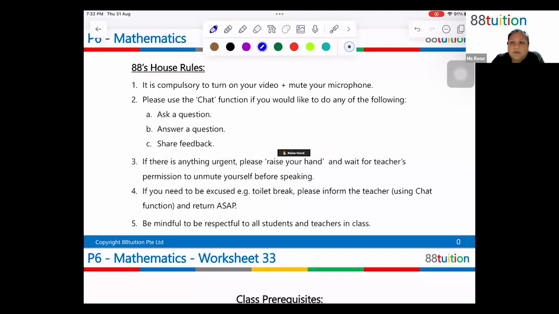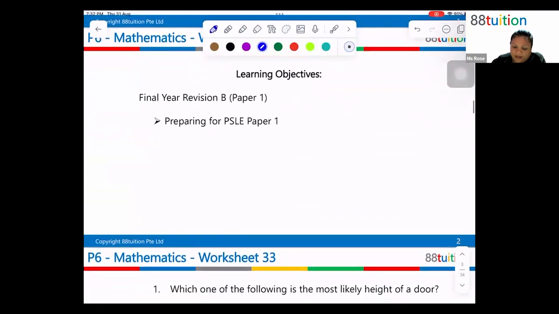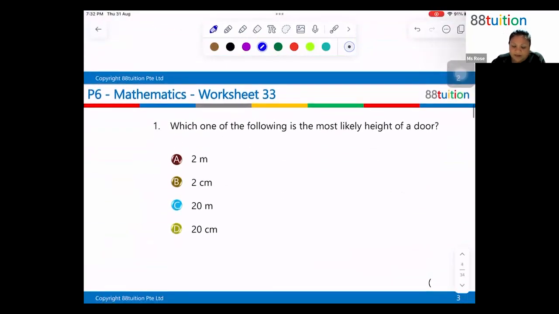All right, paper one. Okay, so paper one, no calculator. Okay, now one person got this wrong. Let me see. Ryan. Okay, what happened? This one. Okay, now, generally, I think all doors in Singapore are actually 2 meters. Okay, they're actually 2 meters.